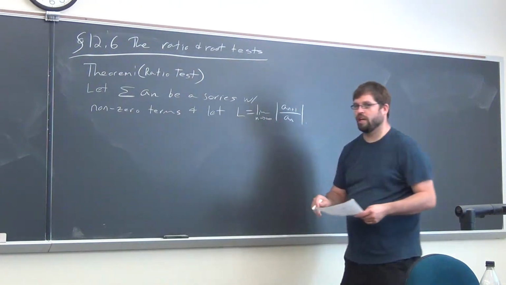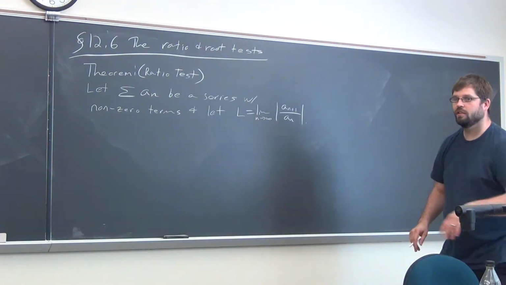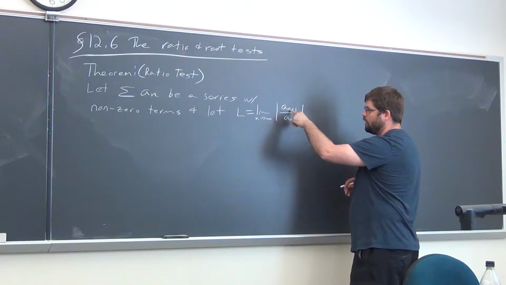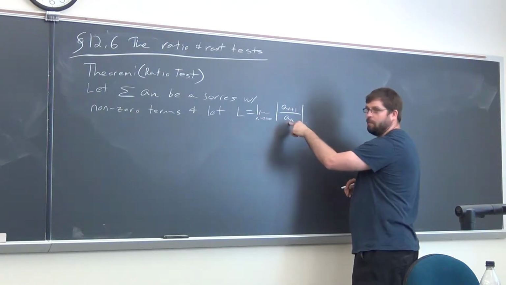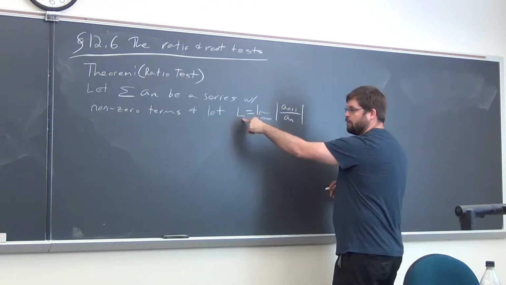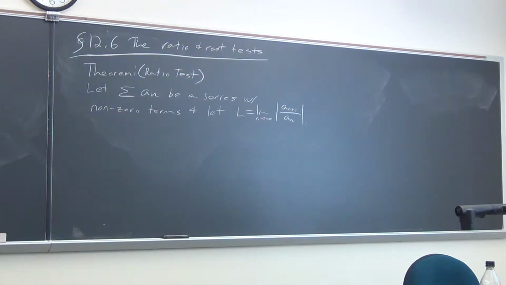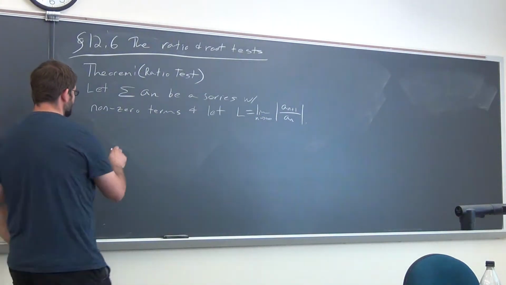And so here's where the ratio test name comes in. You have your series a sub n, you take the n plus 1th term and you divide it by the nth term, and then you get a limit. Now I write that L equals that. That limit may not exist. That limit may be infinite. And so we'll incorporate that into our answer here.